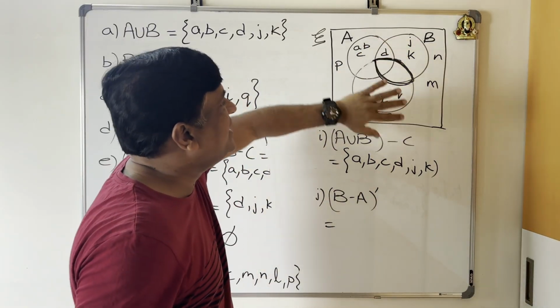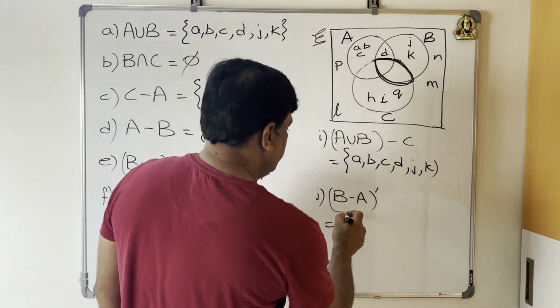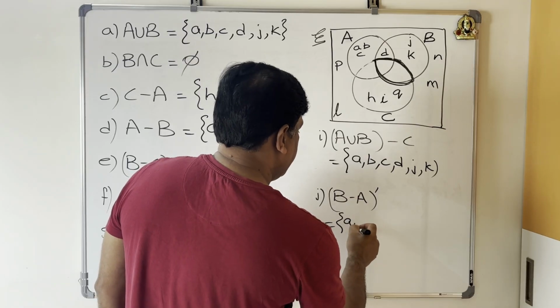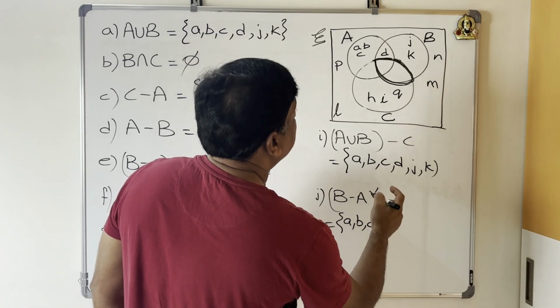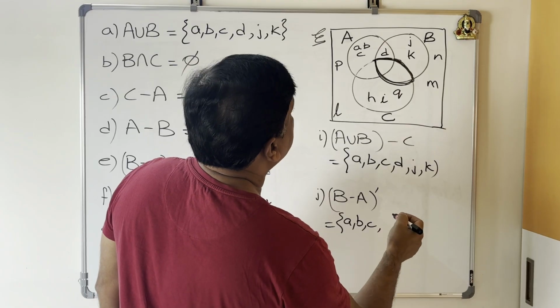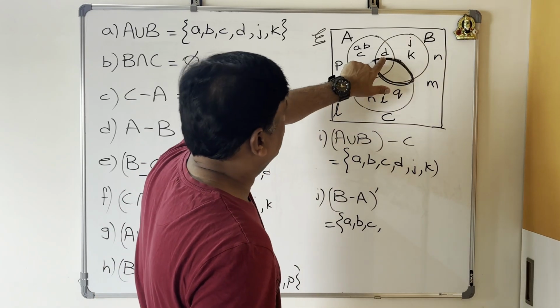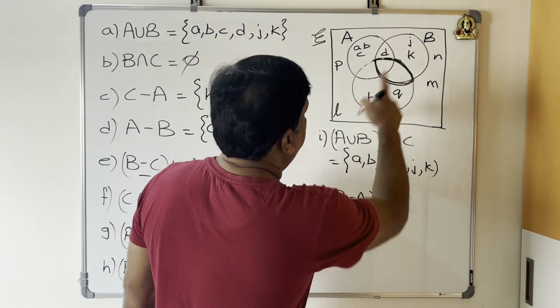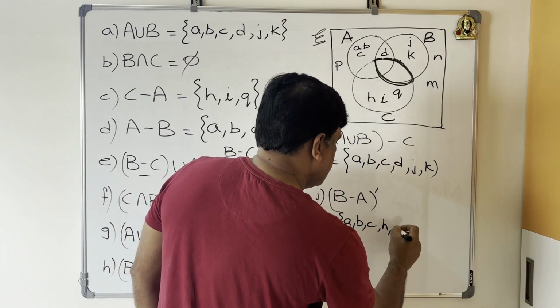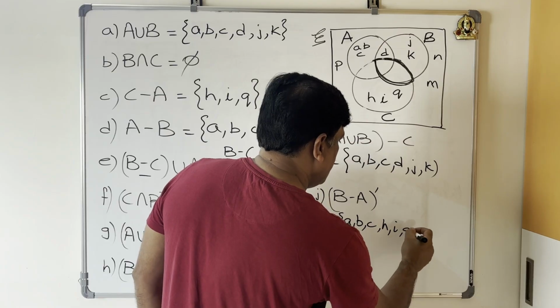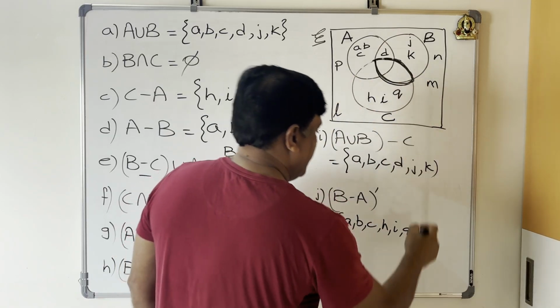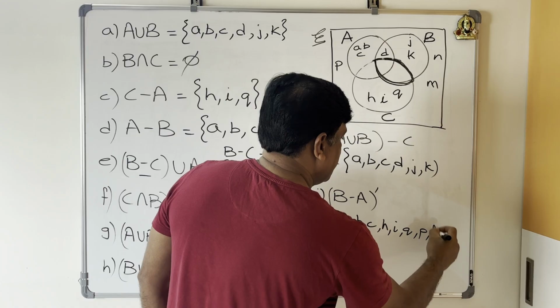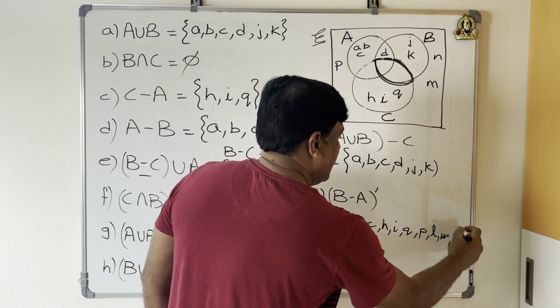So barring J and K, you have to write everything. So it will be A, B, C, barring D also. D also will not be included. Okay, A, B, C. Then you have H, I, Q, and then you have P, L, M, N. P, L, M, and N.